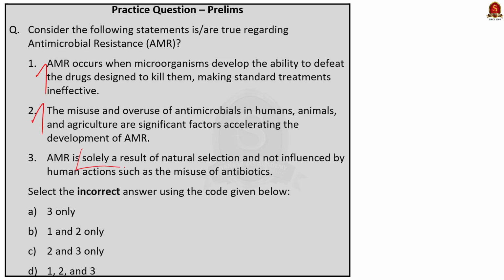See the third statement. AMR is solely a result of the natural selection and not influenced by human actions such as misuse of antibiotics. See, statement 3 is incorrect because though AMR is a natural process, it is significantly accelerated by the human actions such as misuse and overuse of antibiotics, contributing to the rapid spread and development. So statement 3 is incorrect. Here we have been asked to mark the incorrect statement. So statement 3 alone is incorrect. So the correct option is option A.